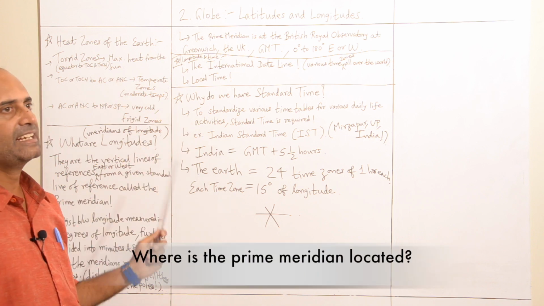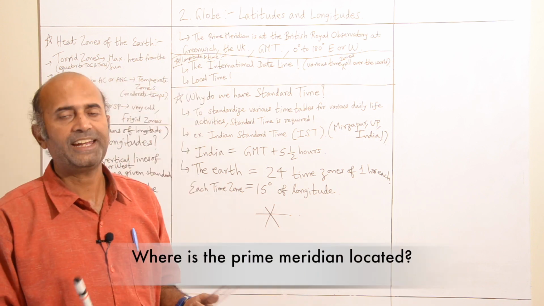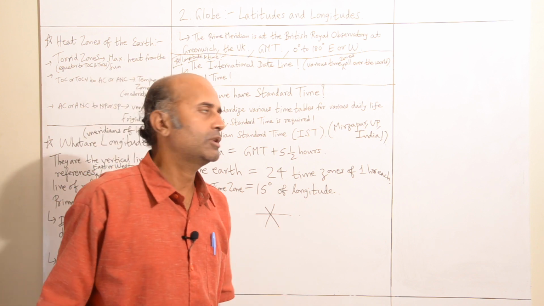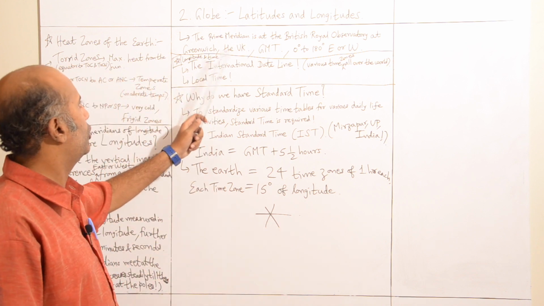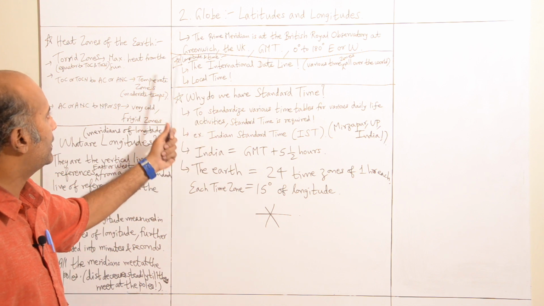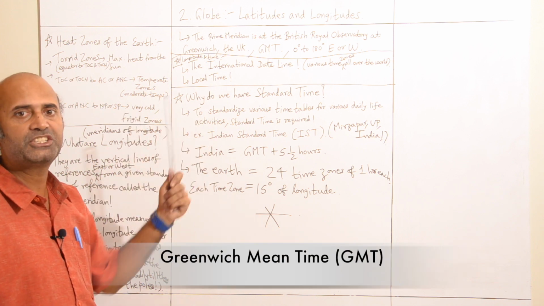So where exactly is the prime meridian located? The prime meridian is taken as the standard line of reference. It is located at the British Royal Observatory at a place called Greenwich in the UK, the United Kingdom. That's why it's also known as Greenwich Mean Time, GMT.